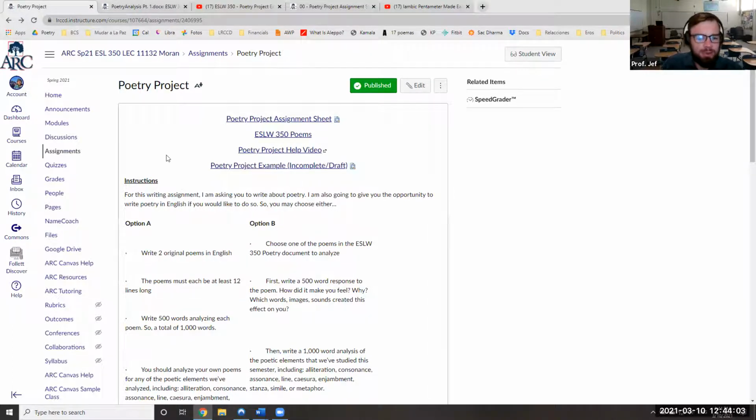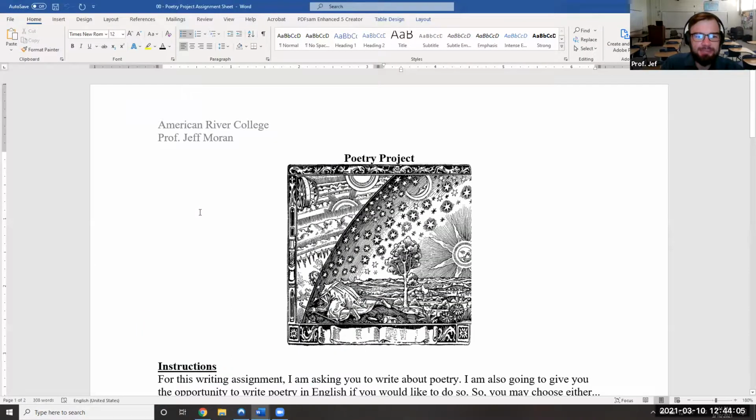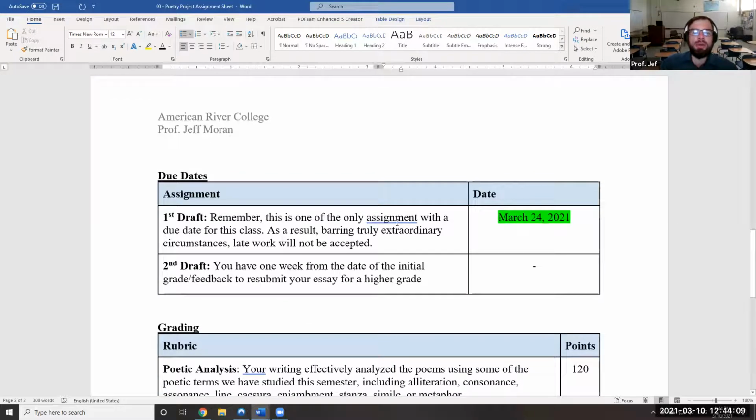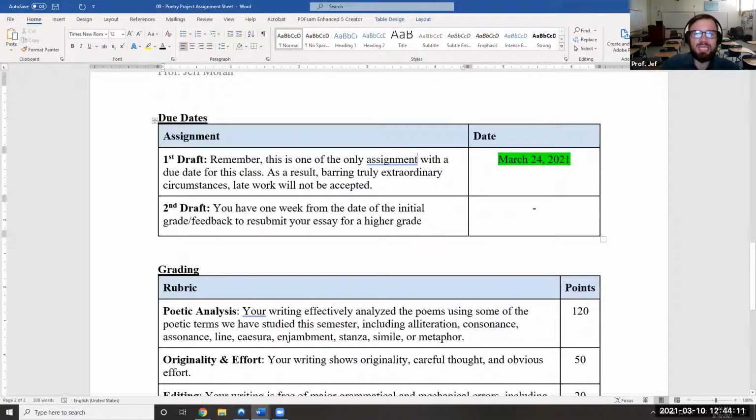Cool. Let's talk about points and due dates. Right, so the first draft. Remember, this is one of the only assignments with a due date for this class. As a result, barring truly extraordinary circumstances, late work will not be accepted. But again, as you know from the first essay, there was plenty of late work and it was still accepted. This is just if people are really late, this gives me the option to say no.